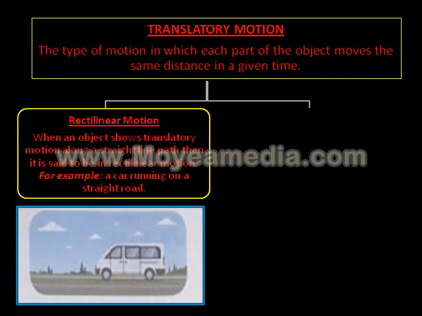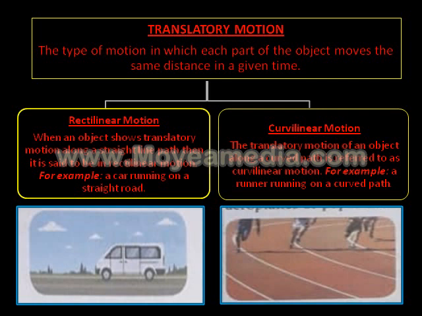The next type of motion is curvilinear motion. The translatory motion of an object along a curved path is referred to as curvilinear motion. When an object moves along a path which is curved, then the motion is curvilinear. For example, when a runner runs on a curved track, the runner represents the curvilinear motion. Similarly, a paper aeroplane when flies in the air shows curvilinear motion.